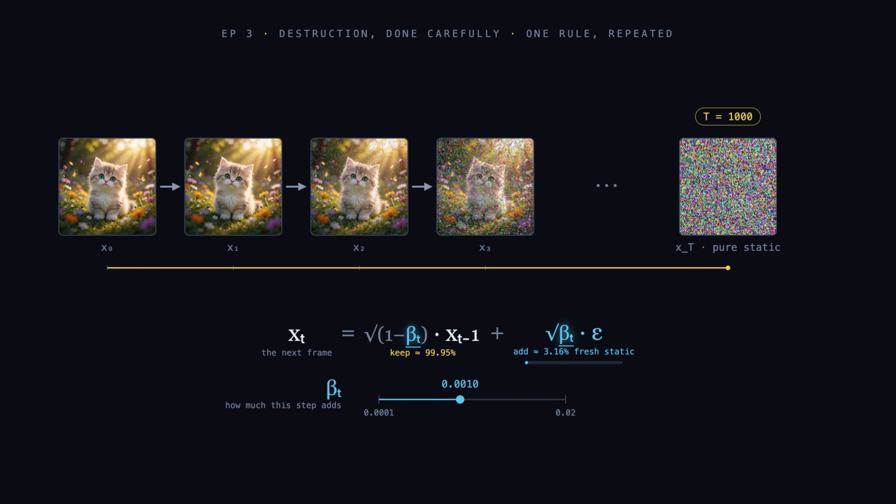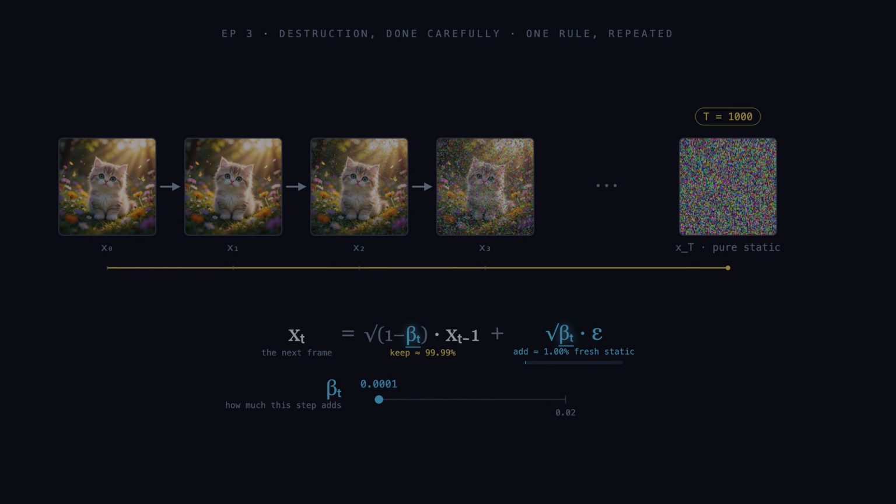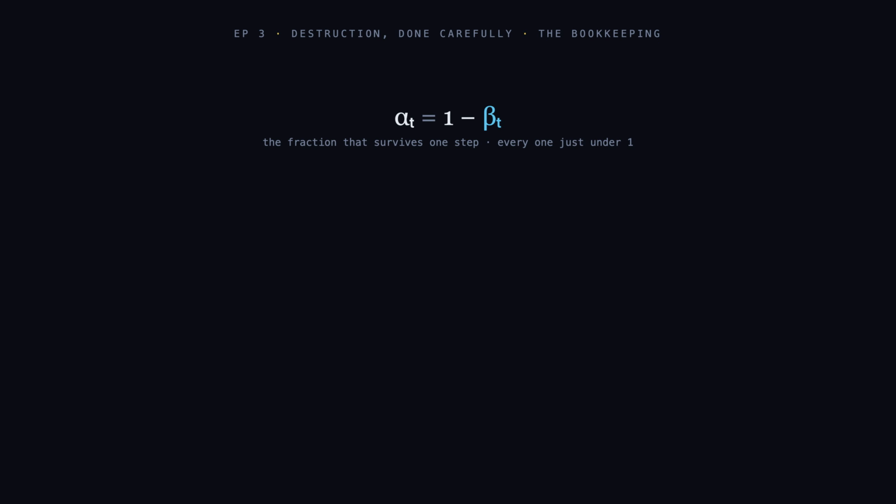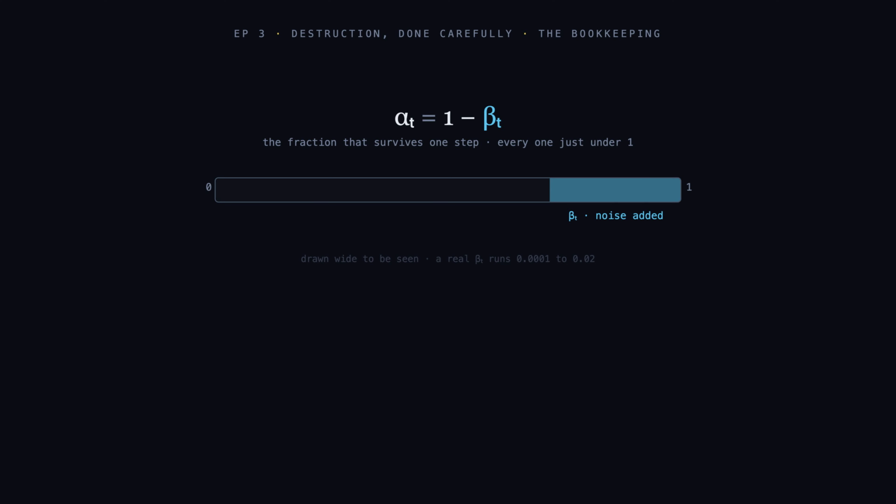A small beta means a small change. Alpha is defined as 1 minus beta. If beta is the amount of noise added in one step, alpha tells us how much of the previous signal is kept.